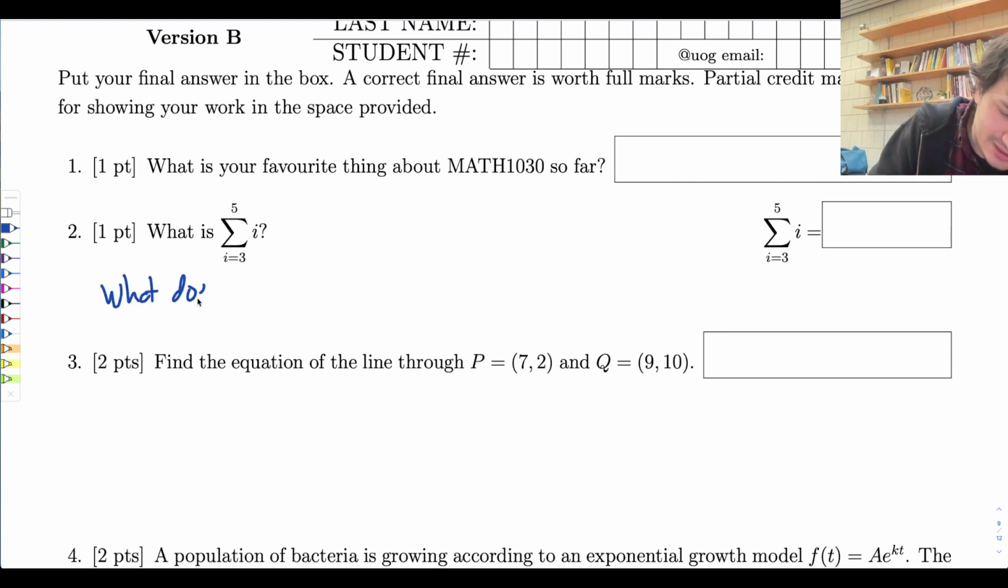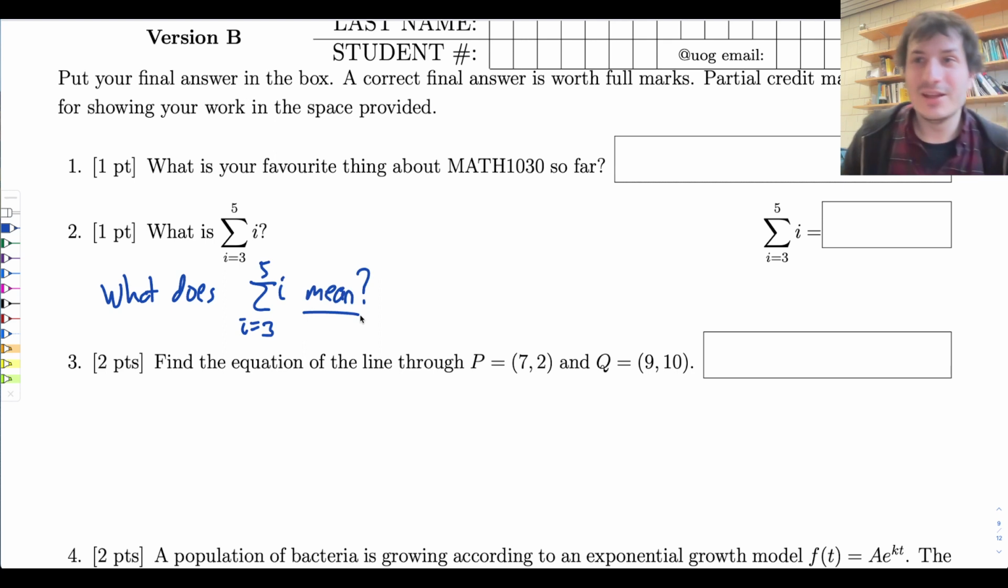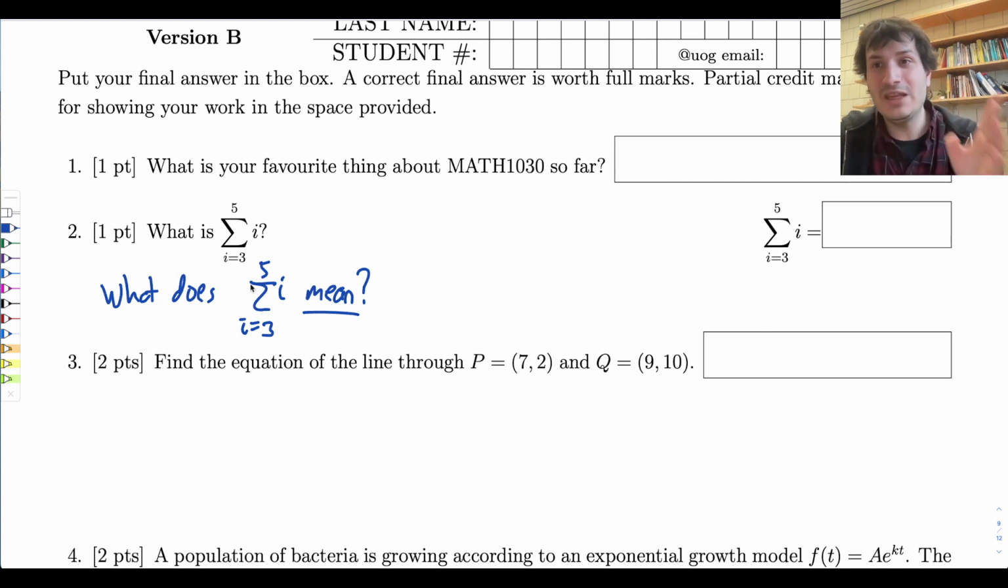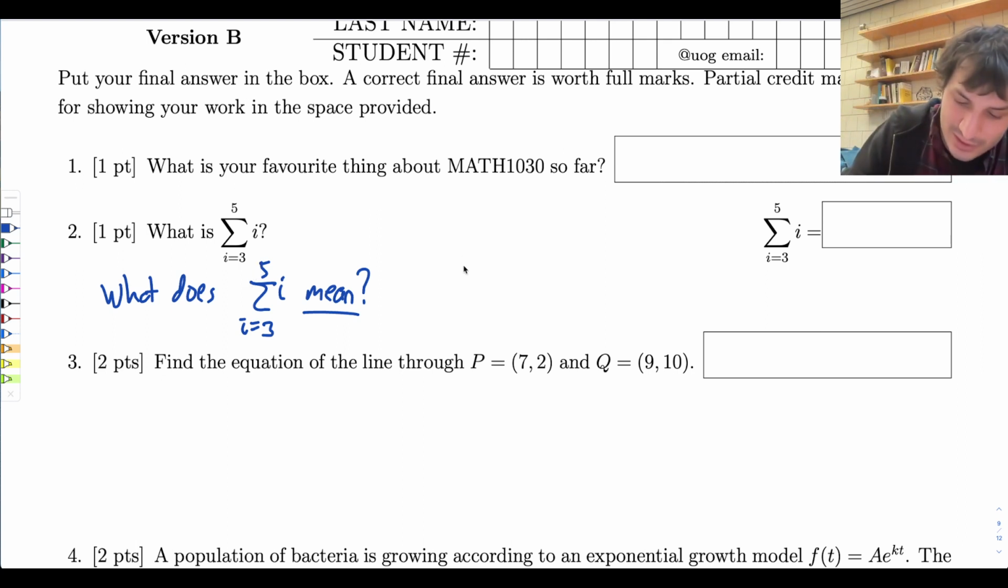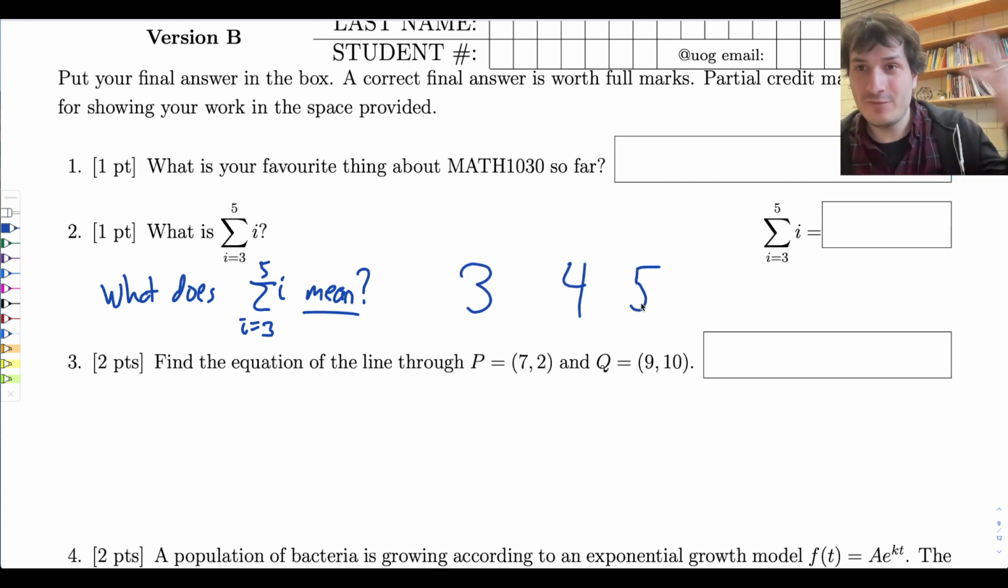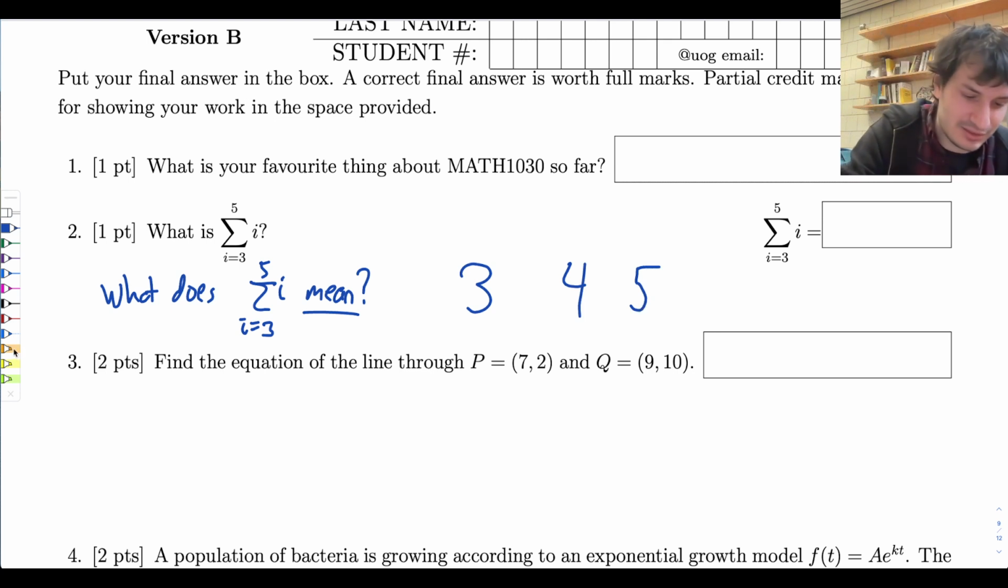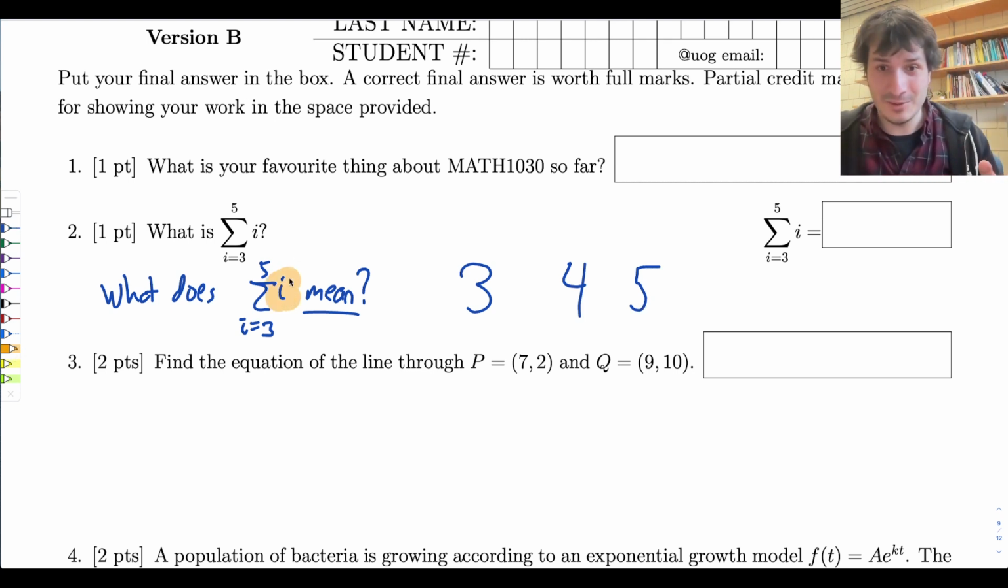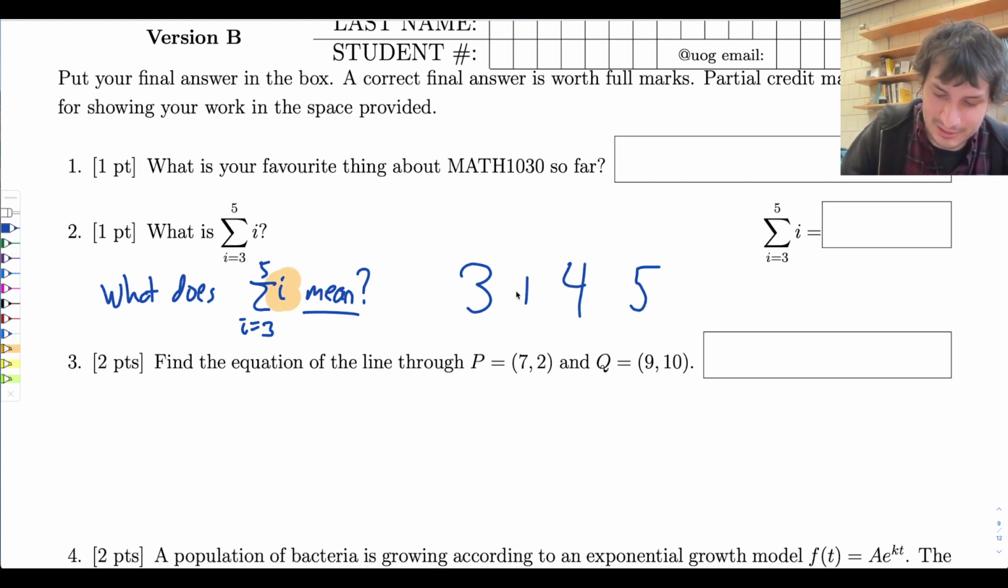What does the sum from i equals 3 to 5 of i mean? It means we start our variable i at 3 and we end at 5. So we're going to go 3, 4, 5, and we're adding up i. So it means we're doing the sequence 3, 4, 5. That's what 3 to 5 means. And because it's just i, and i is the variable, we're literally just adding them up. 3 plus 4 plus 5.